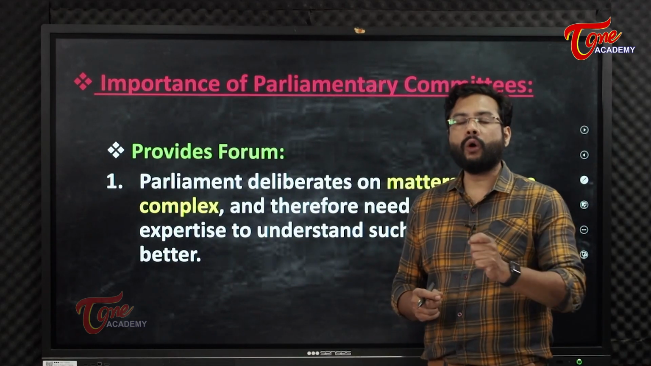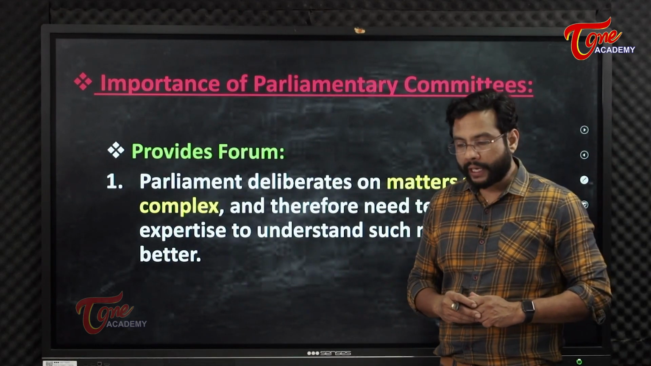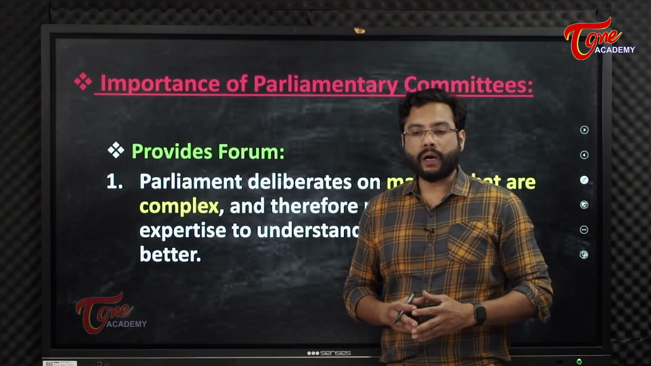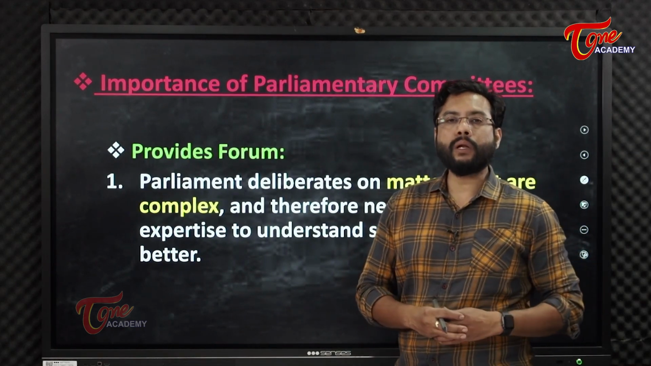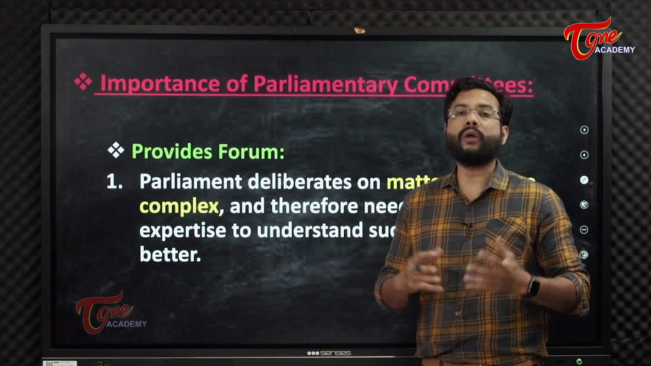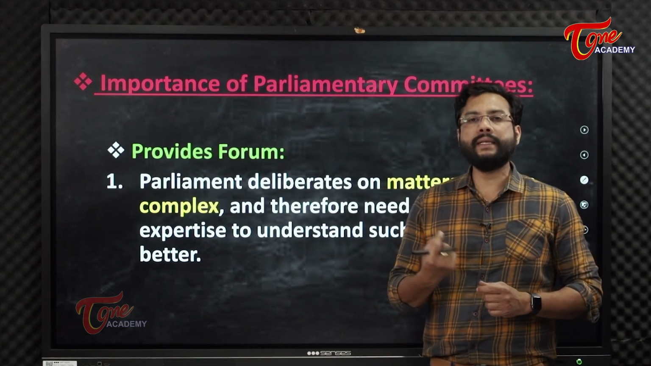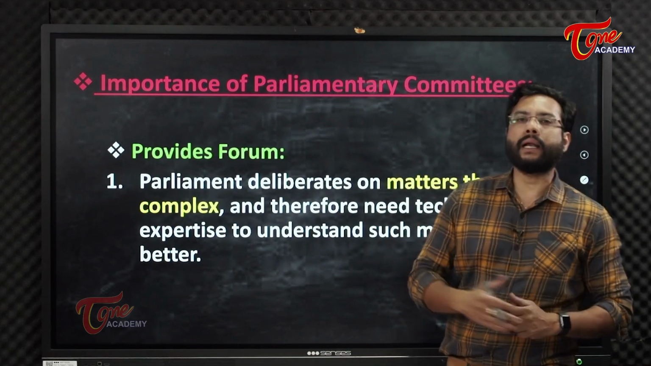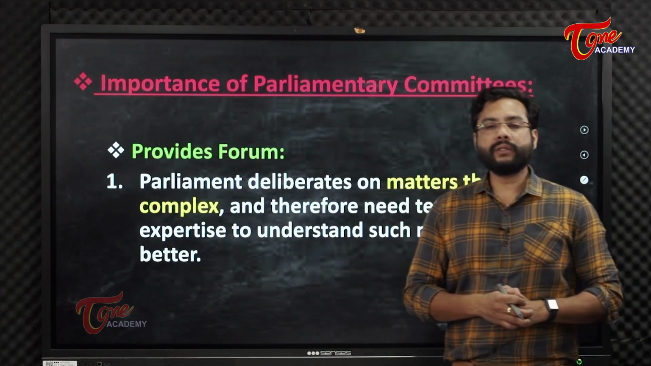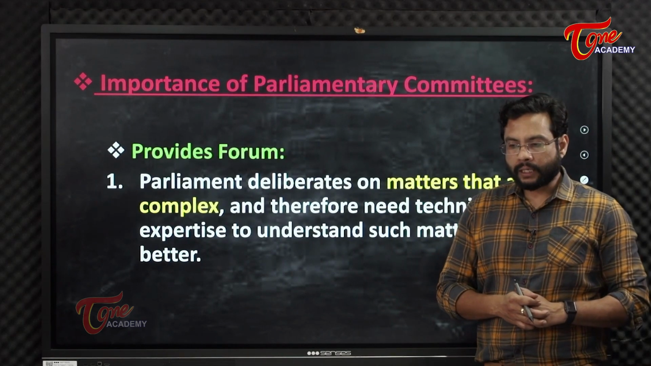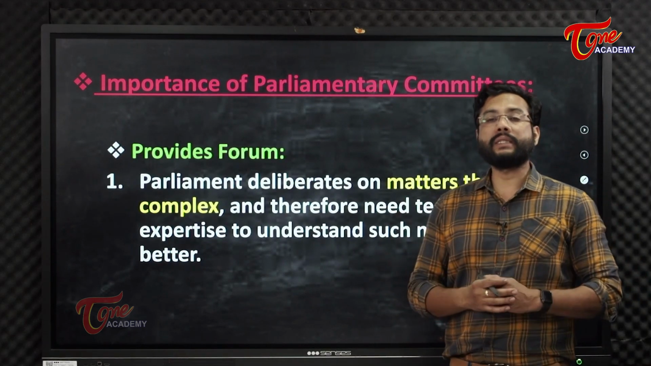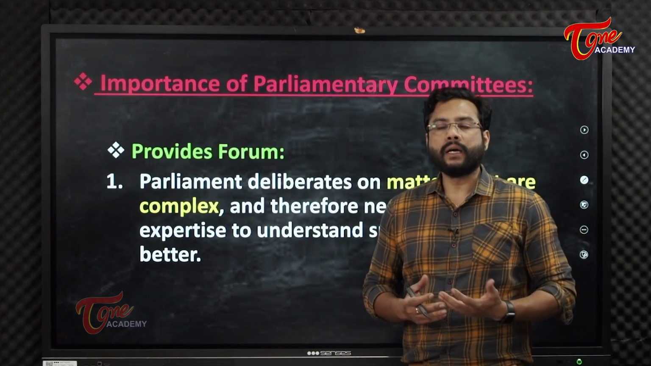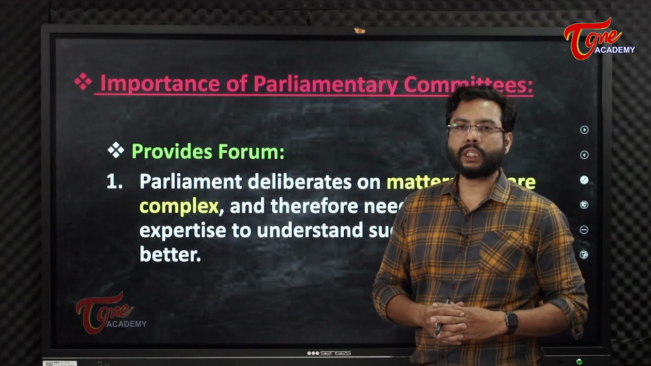If such a law is implemented, or if we bring such a policy, how would it affect people? Would it be for the benefit of the people, or would it be a burden on the resources? All these things will be discussed in detail by the parliamentary committee. So the parliamentary committee acts as a basic workshop. They add importance, and they give technical scope or focus on such matters.